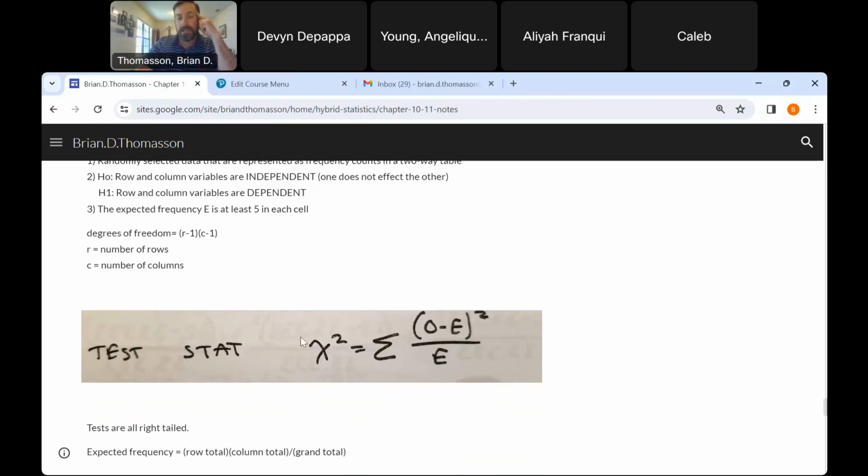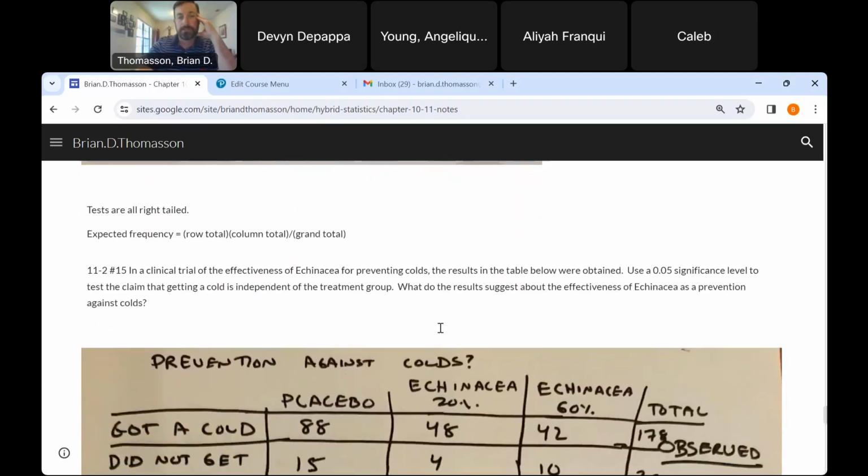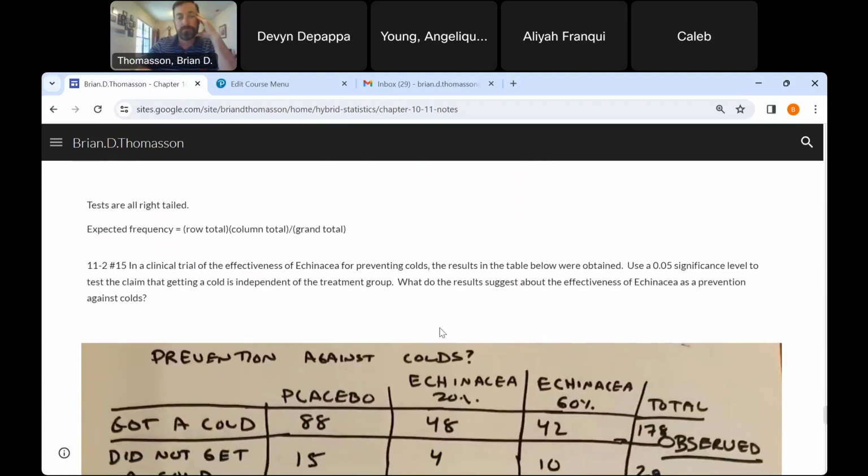Our test stat is exactly the same. We're measuring what we observed minus what we expected, seeing if they're far apart or close together. So it's the same test stat as before. It's just whether these two are close or far apart. All right, so let's look at this problem.